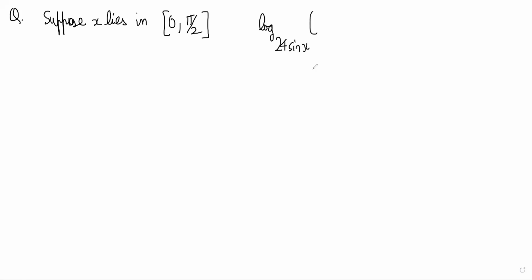The question is this: suppose x lies in the interval 0 to pi by 2, then log base 24 sin x plus log base 24 cos x is equal to 3 by 2. You have to find 24 cot square x.